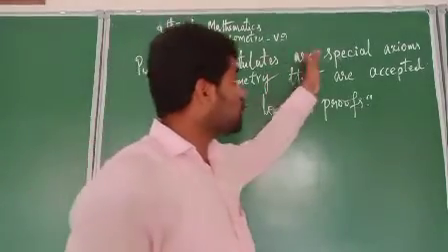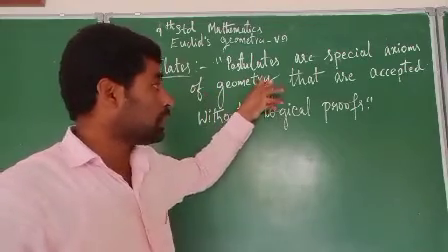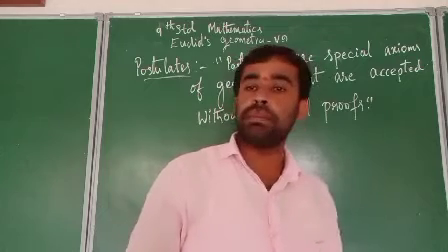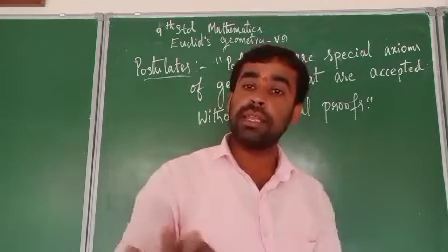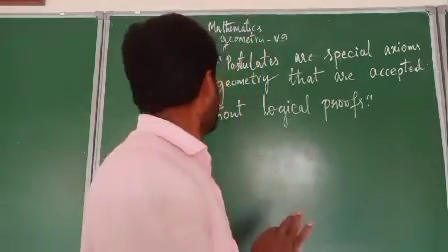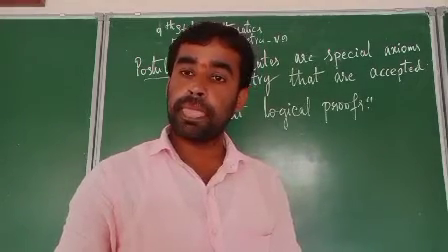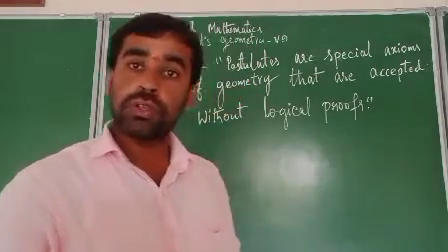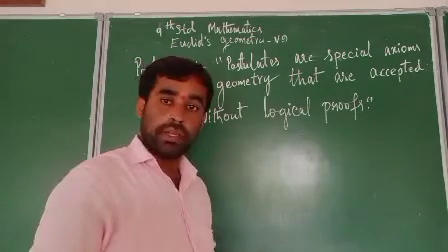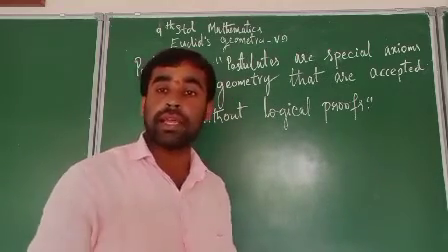So postulates are special axioms of geometry that are accepted without logical proofs. We have to accept them without asking for any logical proof. Is it clear? This is what we call postulates. Postulates are the special axioms of geometry which have to be accepted without asking any logical proof.